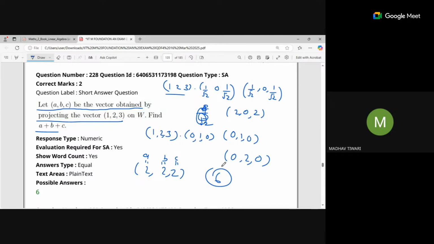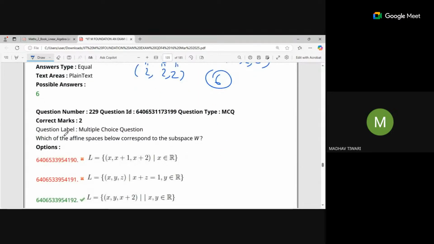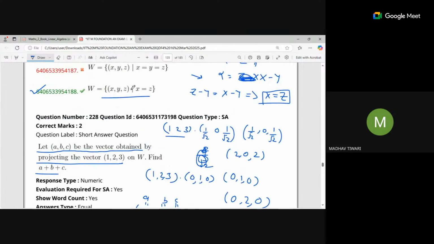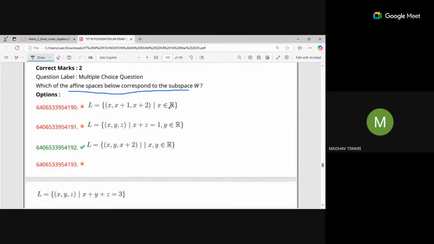Okay. After that, you have to find the affine subspace corresponding to W. So it is your W, right? If I put this value in here, I can say that it is x comma y comma x. This is your W, x y x. Okay. So I said that if you want an affine subspace, if you remove the constant part, whatever you are left with is your subspace. So here you can see if you remove this constant part, you will get x, y, x. So that answer is very confusing, sir.